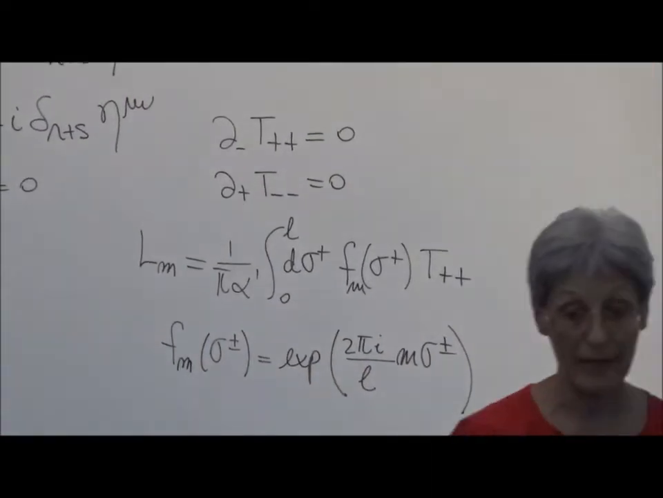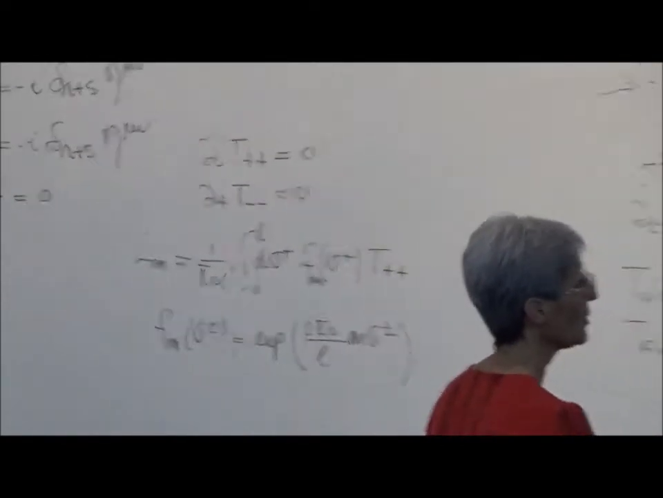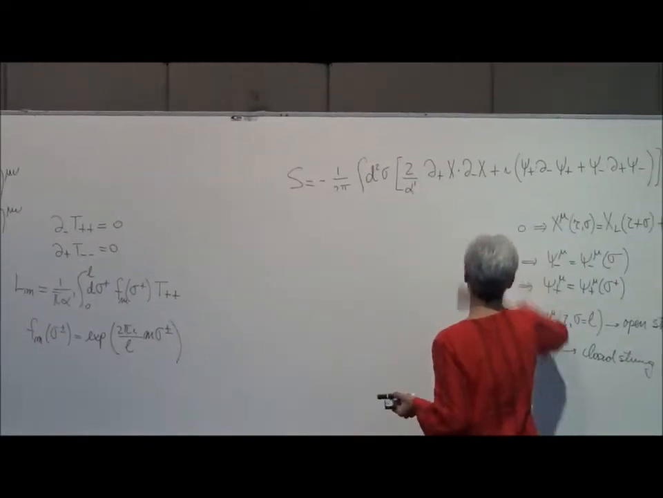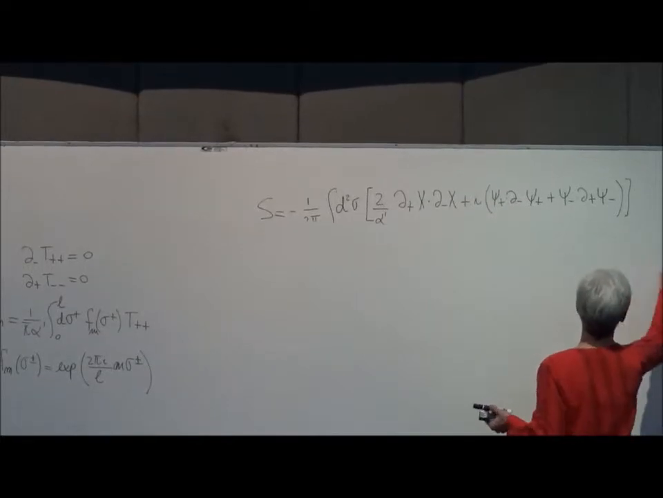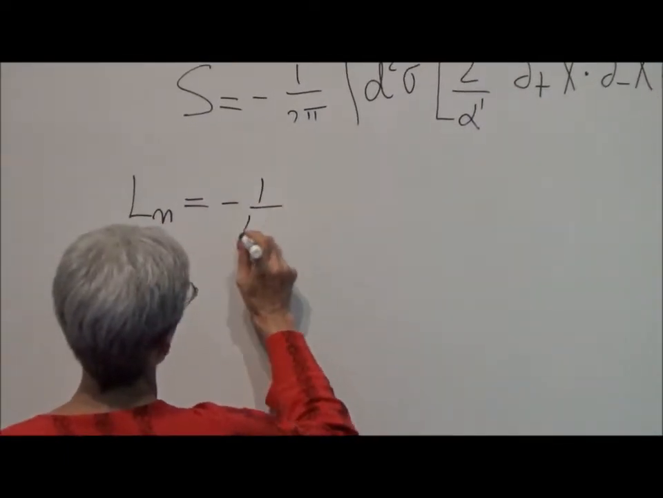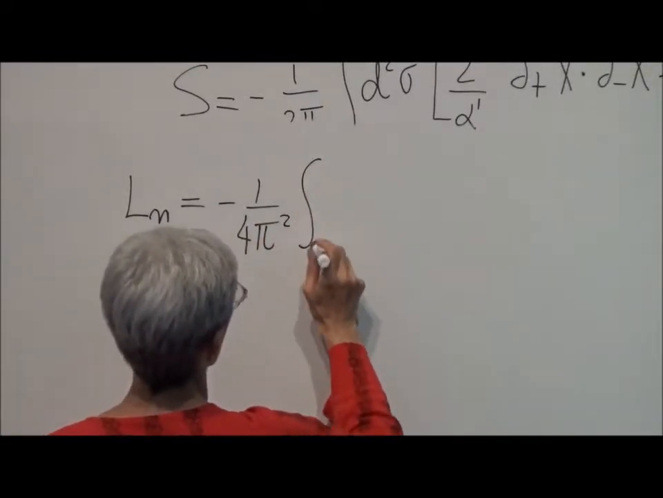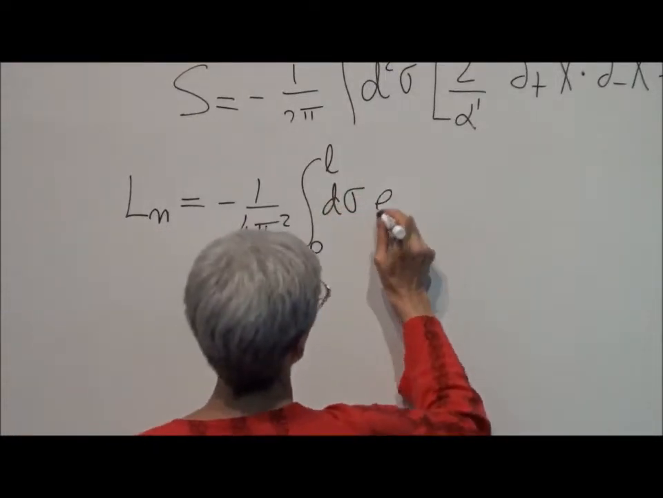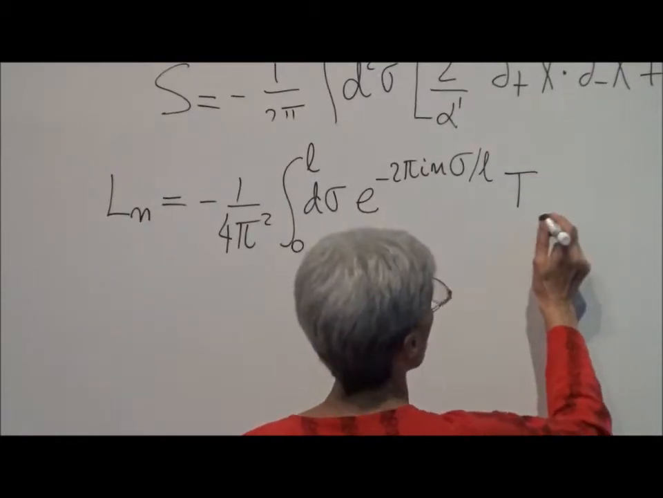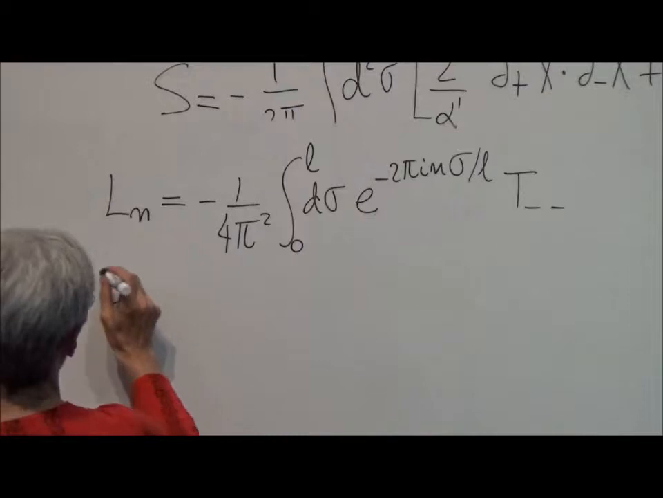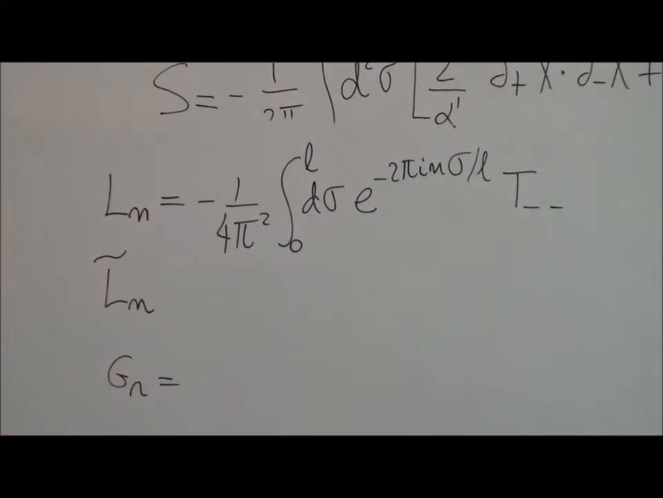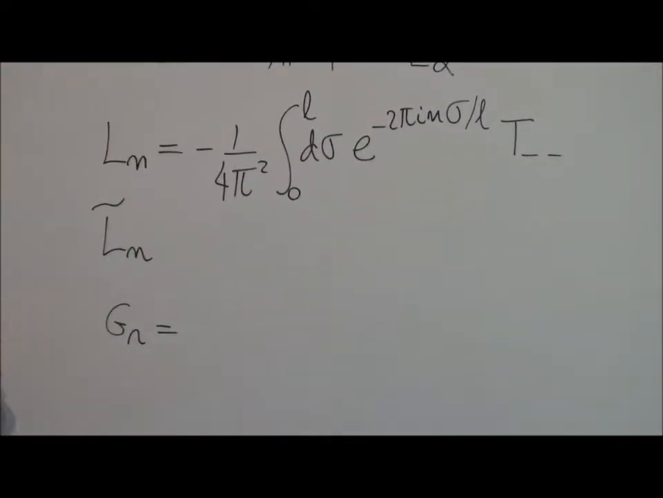And we can do the same thing for the supercurrent. I will call the oscillators for the supercurrent G_r. So we have the Virasoro modes, and similarly for L tilde, but we also have the corresponding oscillators for the supercurrent. These are the oscillators for the supercurrent.